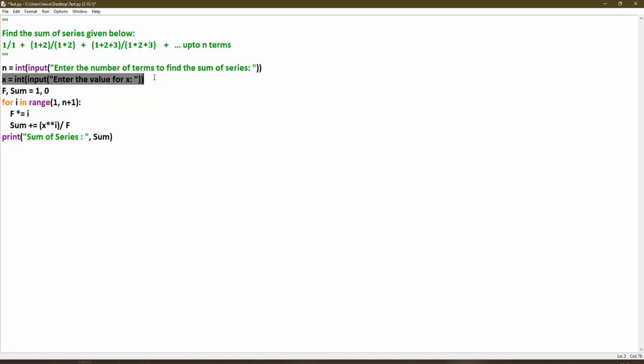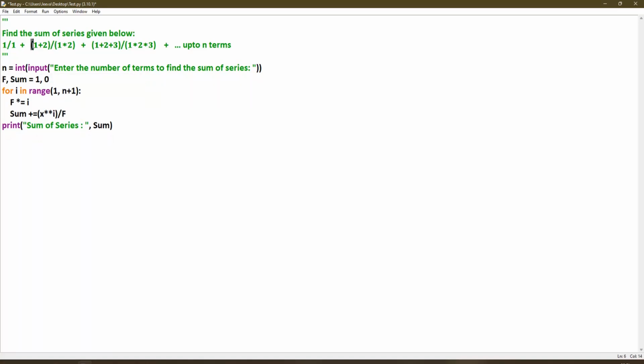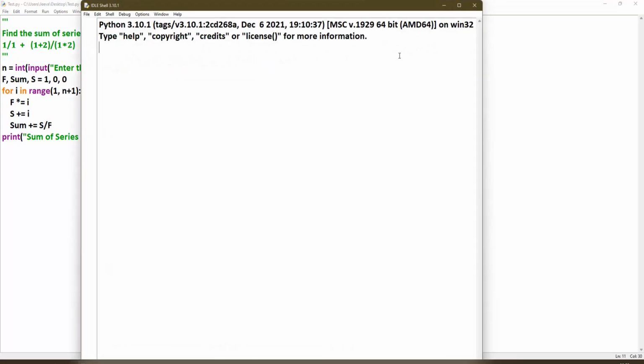We don't need this x, let us take it away. To take the sum of the numerator, again I need one more variable. Let me initialize that as s as 0. Now I need to take s plus equal to I. So every time it takes the numerator as that particular term. Now the grand sum will be s by f. Let us run and verify.